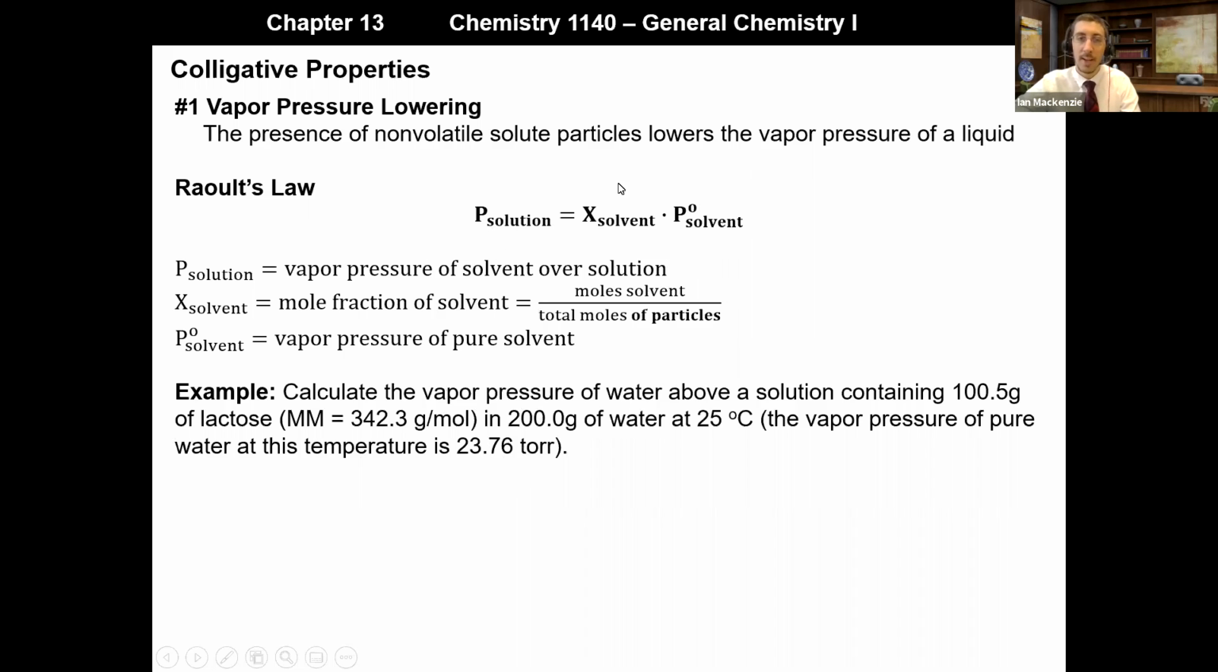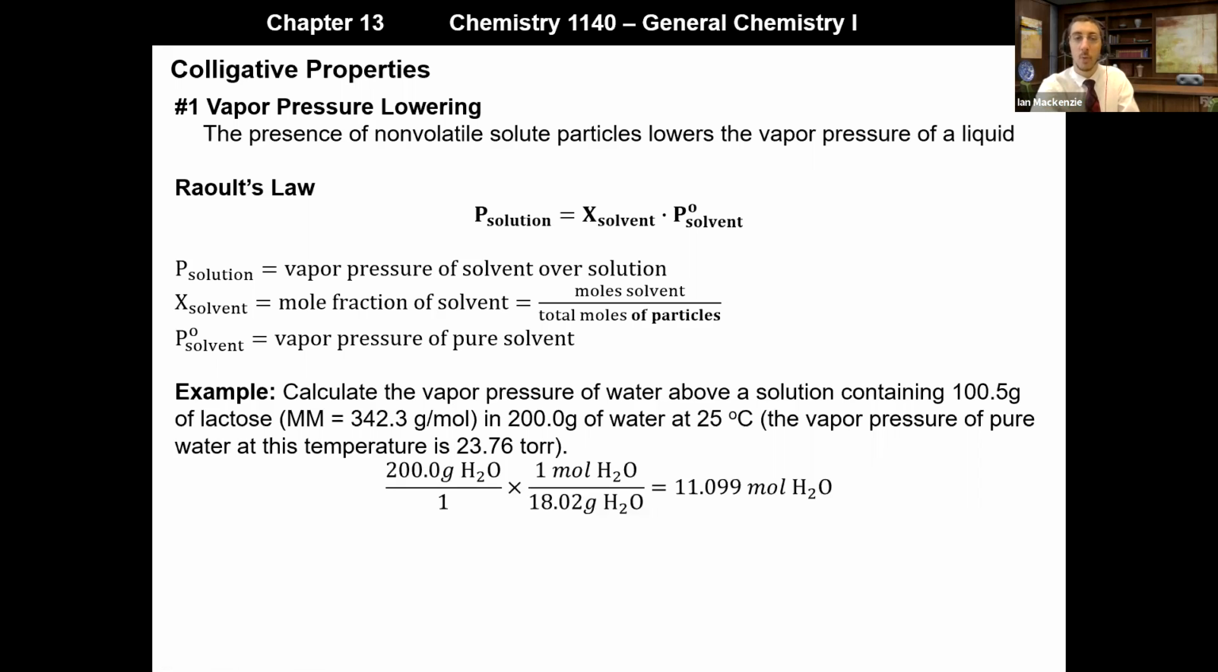And then we're not given the mole fraction, but we are given information we could use to calculate the mole fraction. So we're given a mass of the solute and its molar mass, and we're given a mass of water. So if we convert the mass of the solute to moles of solute and the mass of water to moles of water, then we can get the total number of moles, and we can calculate the mole fraction of the water.